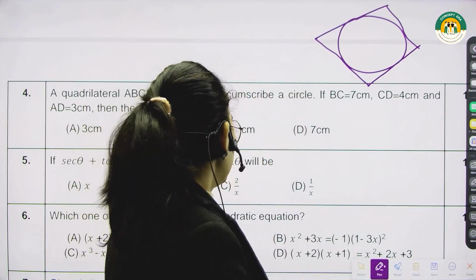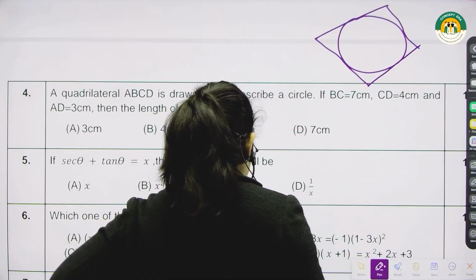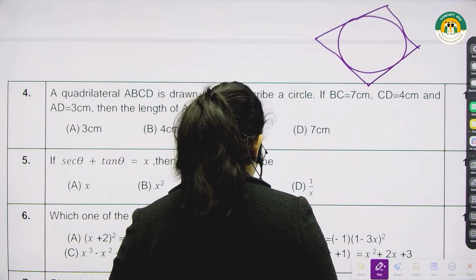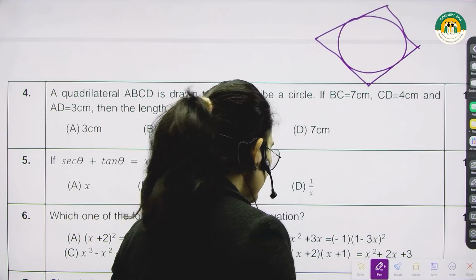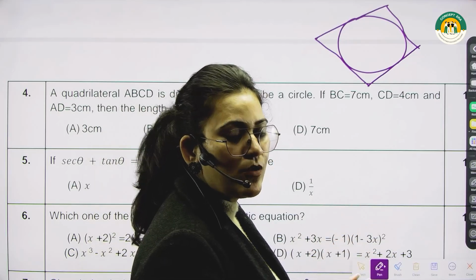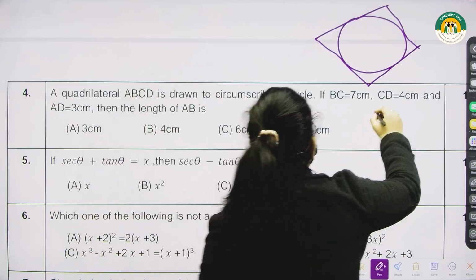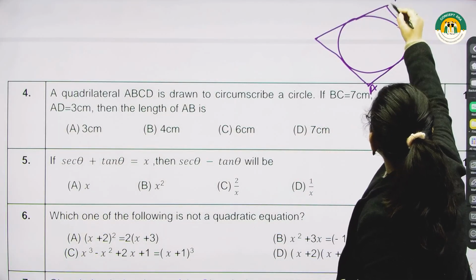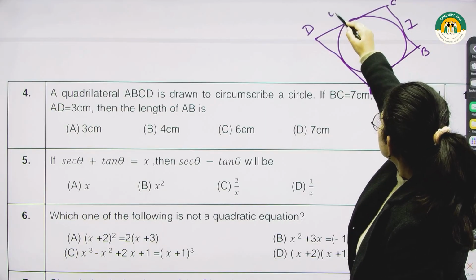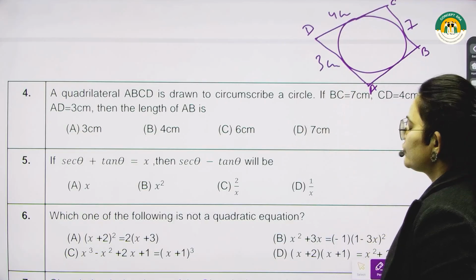So here a fundamental property of the quadrilateral is derived from the fact that tangents to a circle are equal in length. This leads to Pitot's theorem, which says that the sum of opposite sides of a quadrilateral are equal. That means, let's start. This is ABCD. BC is 7 cm, CD is 4 cm and AD is 3 cm. And we have to find the length AB.